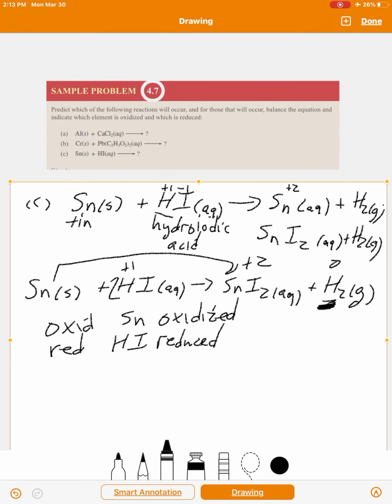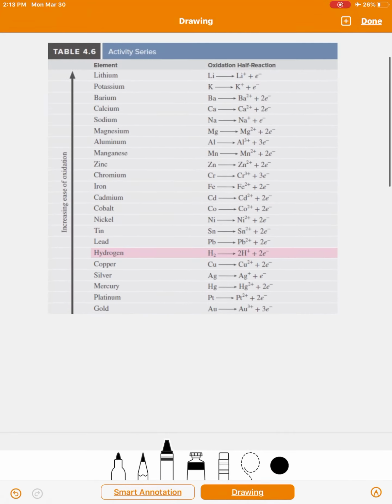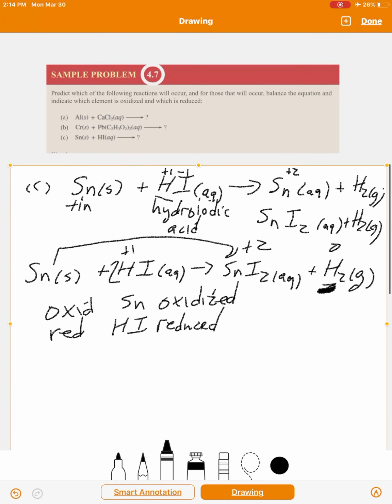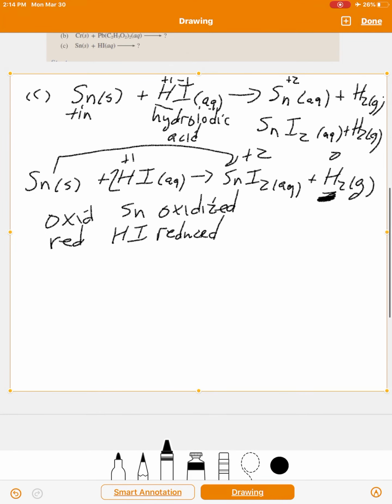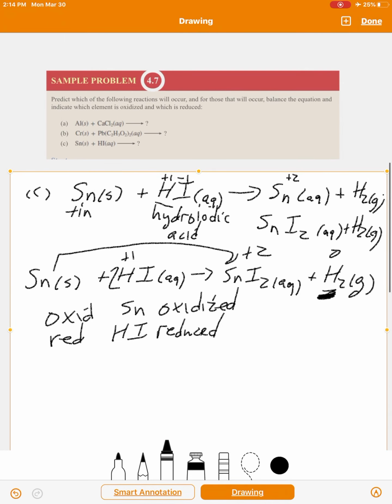Okay, so again, it's the activity series, figuring out where they are relative to each other, and then the terminology, and then the practice balancing equations, and states of matter, and all the little things that we've learned along the way.